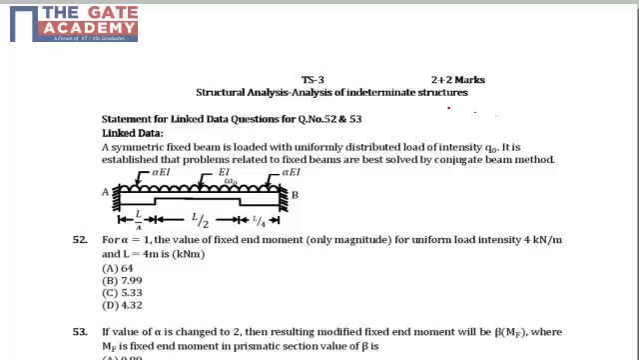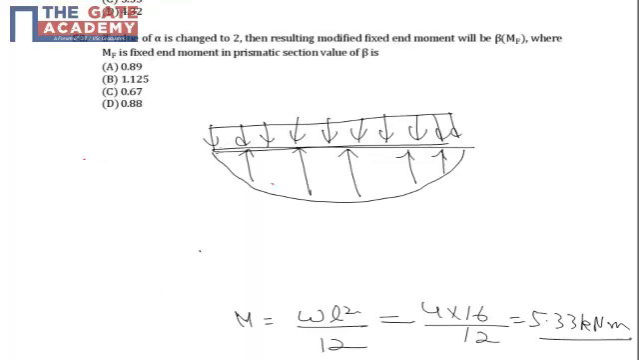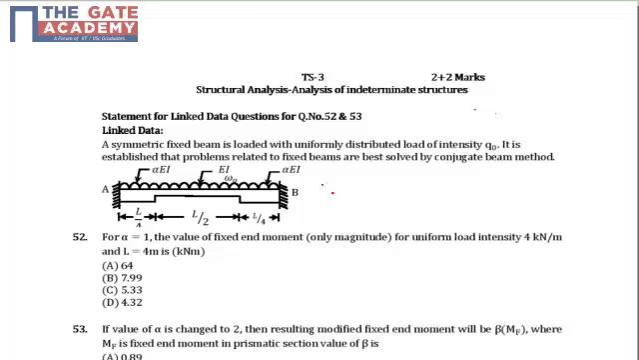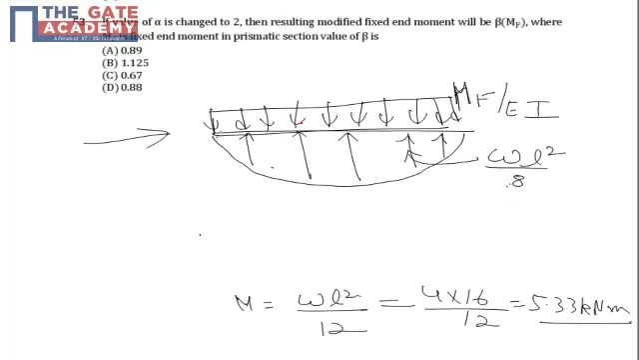So this is the case that can be solved by the conjugate beam method, just by equating the MF diagram, in fact the MF by EI diagram, to the bending moment diagram of a simply supported beam that is subjected to the same type of loading. So it will be WL square by 8. If we equate the area of these loads, we will get the value of MF. So this is one point. In fact, EI will not be there, only MF will be equated to WL square by 8. MF means the area of this MF diagram.